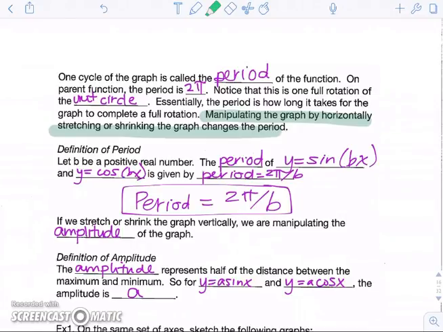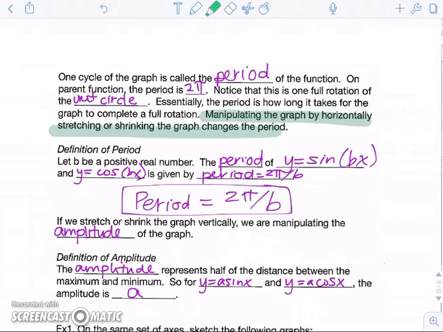One cycle of our graph, like I talked about from 0 to 2 pi, is called the period of the function. For the parent function, the period is 2 pi. That's one full rotation around our unit circle. Essentially, the period is how long it takes for the graph to complete an entire rotation. Manipulating the graph by horizontally stretching or shrinking changes the period of the function. So I highlighted that. I would also, if I were you, highlight that.